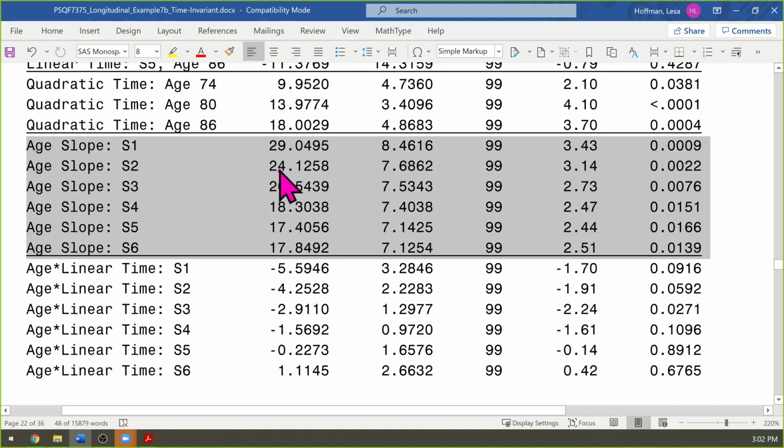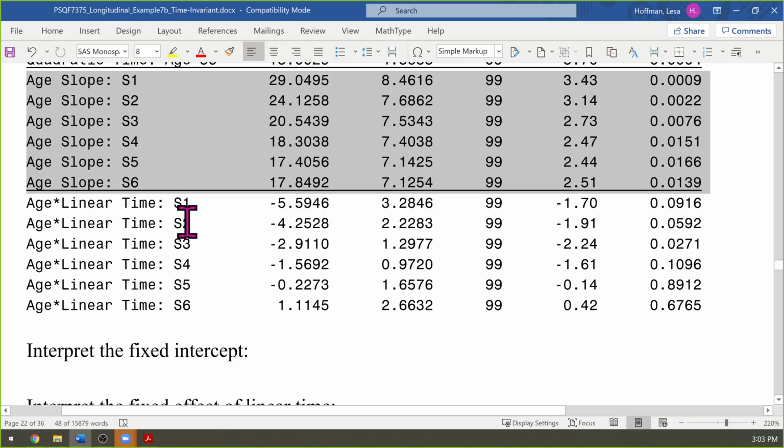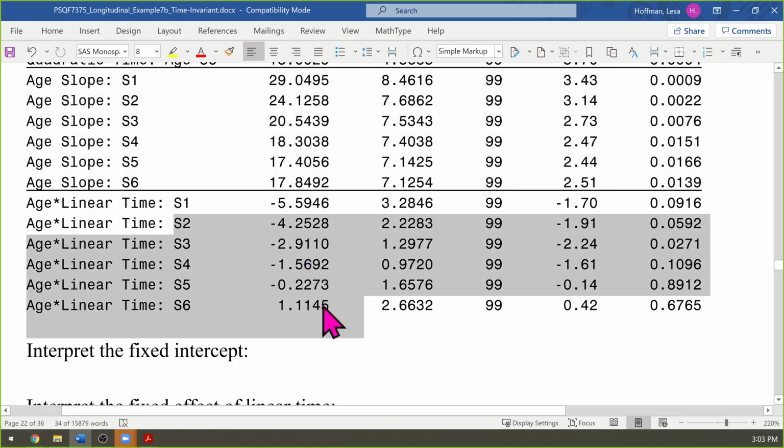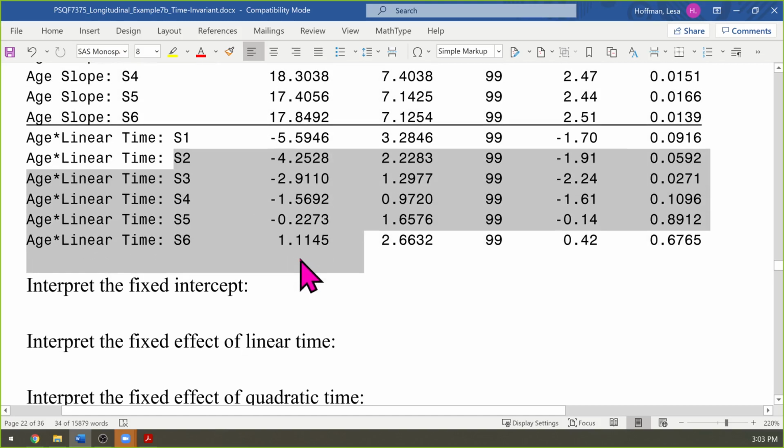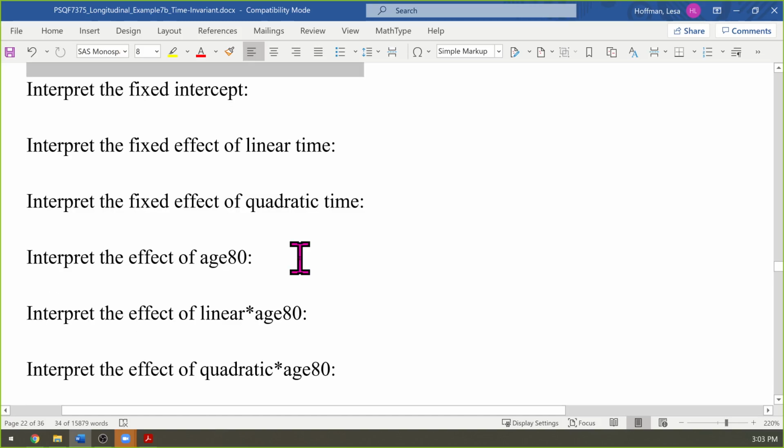So if you look at the change in this coefficient across sessions, the slope of age is 29 milliseconds a year at the beginning. By session 2, it's down to 24. By session 3, it's down to 20. Then it goes down to 18, 17, 17. So the way that the slope of age is changing is quadratic across sessions as a consequence of this model. All right, and then here's the other ones too, which are harder to interpret but complete the story. I think we've got all the questions on the fixed effects. Okay.